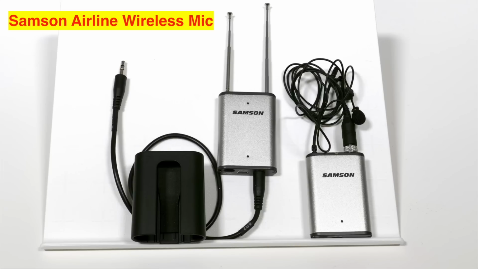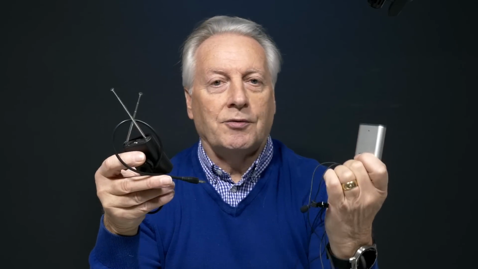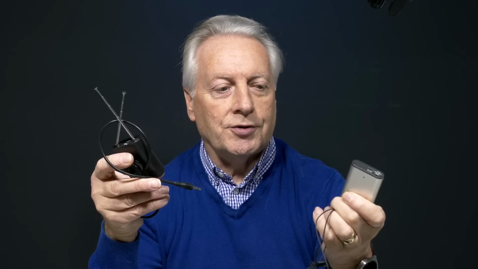So a wireless system overcomes those disadvantages. I've got 2 systems to have a look at. The first one is the Samsung Airline system. It's about £100 in the UK. You've got the receiver, which is a UHF receiver, and a transmitter with a lavalier microphone, which, like the wired one, you clip to your shirt collar.